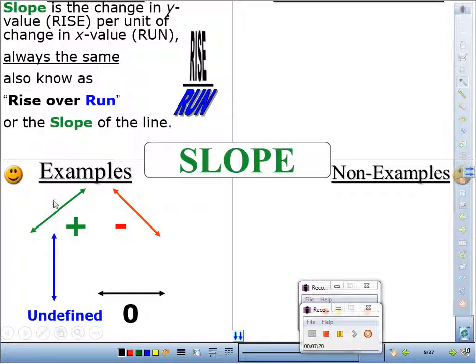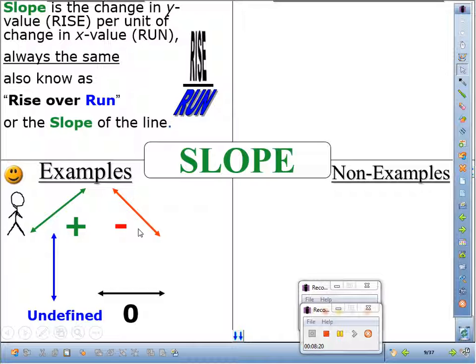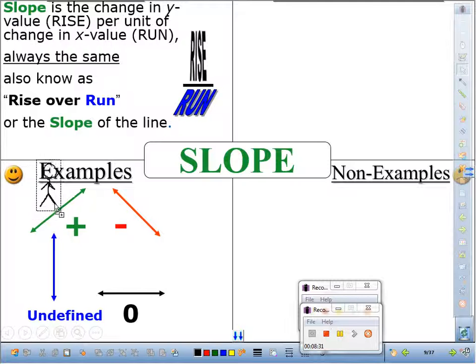Okay, so watch. I'm going to focus right now on the green line. So I'm going to draw you right here. All right, so that's you. And imagine that the green line is an escalator. So watch. This is the first point, and guess what? Look. Which way is it going? Up. That's why it's positive.